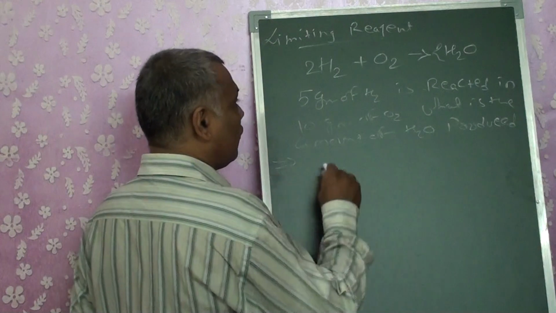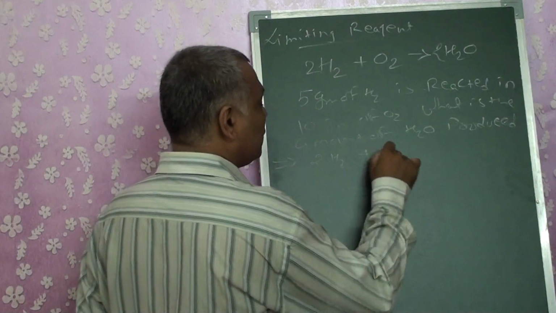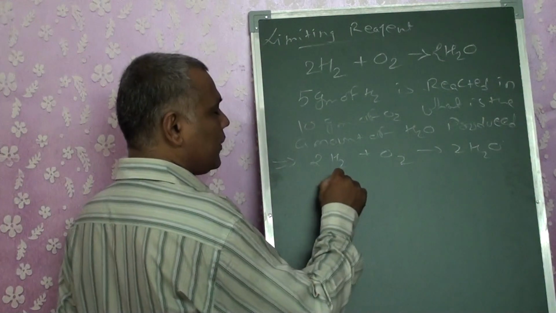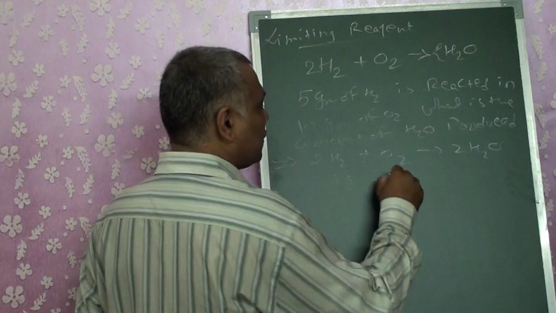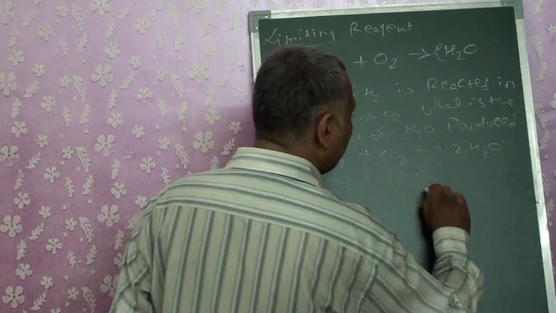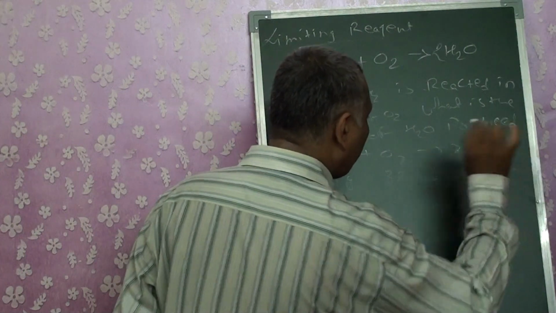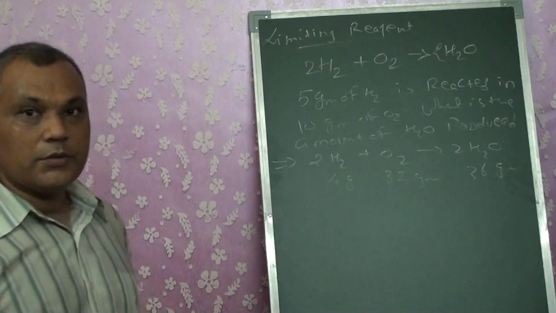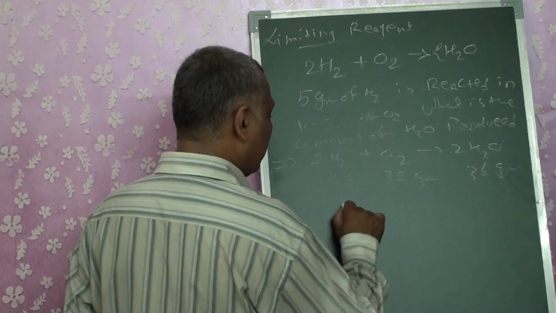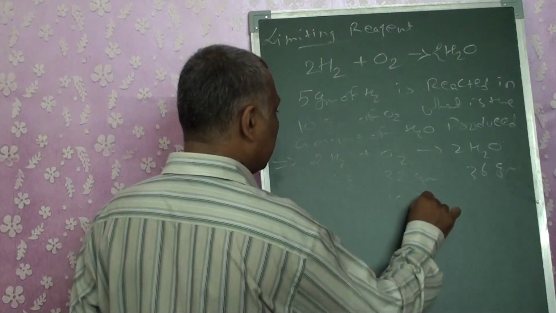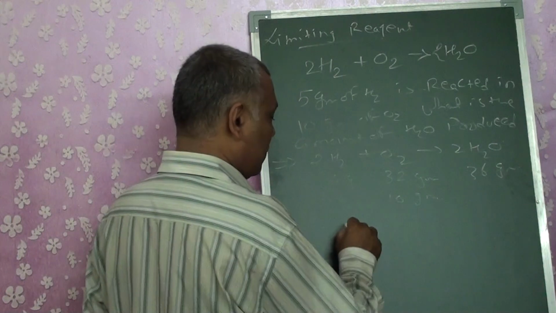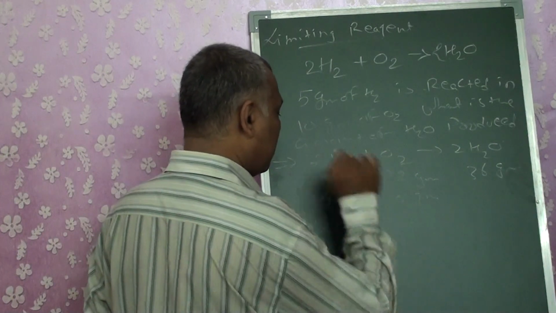So for this, what we'll do is 2H2 reacts with O2 to produce 2H2O. So this reaction shows me that 4 gram of hydrogen reacts with 32 gram of oxygen to produce 36 gram of water. This is the reaction that is given to us. Okay, now it is told to me that we are going to take this as 5, this as 10. Right? Okay, now it shows me that 4 reacts with 32.